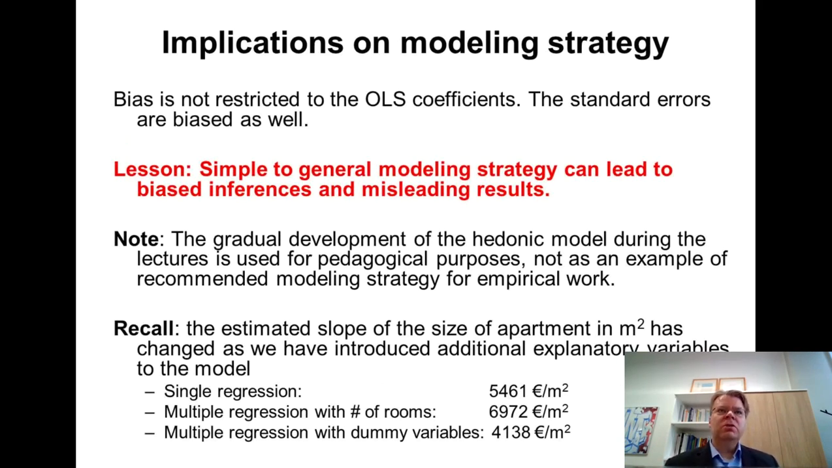So this also has an important lesson on the modeling strategy, because if we start from, let's say, a single regression model and gradually add more and more explanatory variables, there is a possibility that all of the models that we are comparing and testing are subject to the omitted variable bias if the true model actually has many more explanatory variables, and if those are correlated with the variables that are included in the model. I also point out here that the bias is not restricted to the coefficients, but the standard errors would also be biased. So if it is a wrongly specified model and the basic assumptions of the OLS estimator are violated, then the statistical inferences can be biased as well.